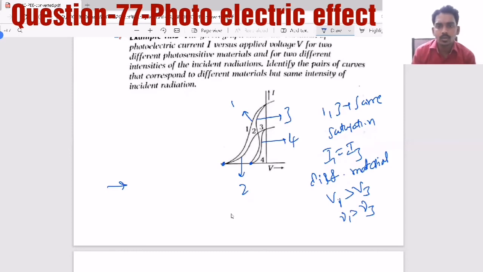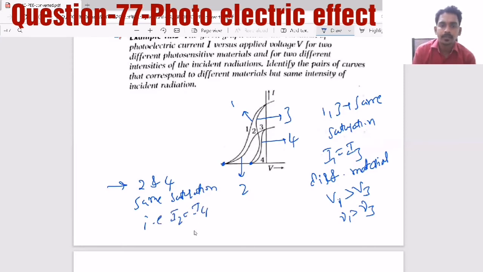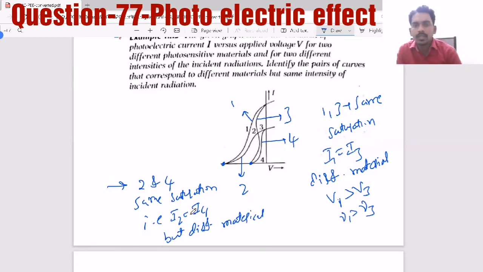Even the same way when you consider 2 and 4. 2 and 4 also have the same saturation, that is, intensities are same. But again, different material. So that is the way you need to understand. Saturation current same means intensities are same, and stopping potential same means frequency is same. So depending on that, you need to understand.